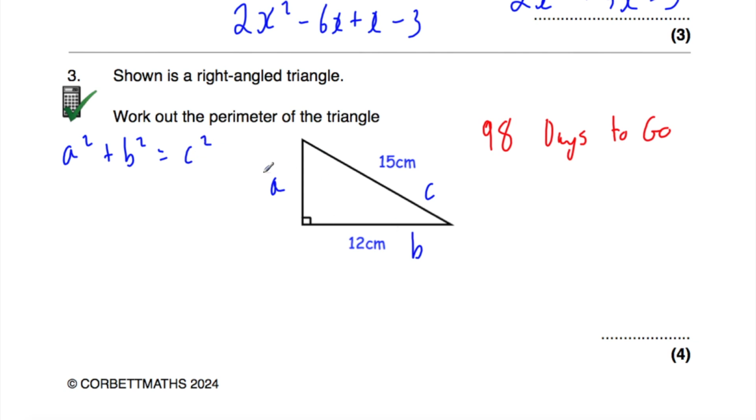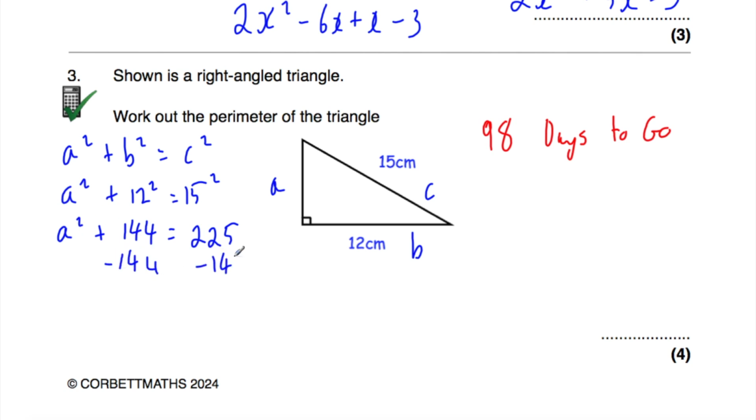Let's substitute in our values. A squared is still A squared, plus B squared, that's going to be 12 squared, is equal to C squared, which is 15 squared. Now let's square our numbers. We've got A squared plus 144, since 12 squared is 144, and 15 squared is 225. Now we want to find out what A is, the length of this side. So let's take away 144 from both sides. On our left-hand side, we'd get A squared, and on our right-hand side, we'd be left with 81.